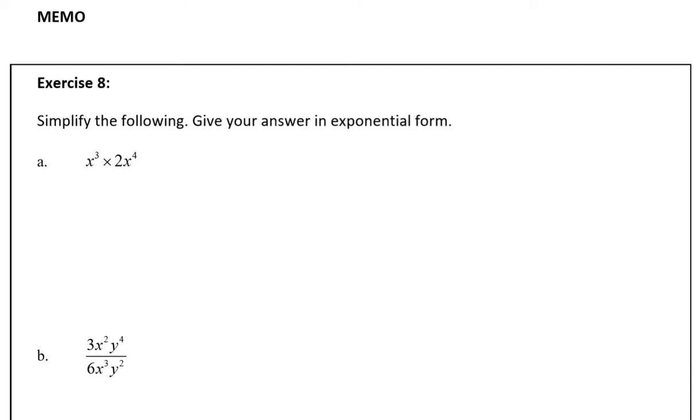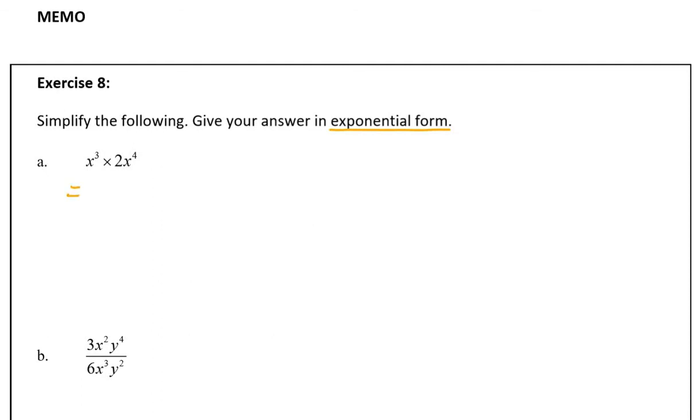Right, grades, let's have a look at exercise 8 in the memo and write some notes as we go. First of all, it says simplify the following, give your answer in exponential form. Now that just means that if you have numbers, you can leave them with exponents. So 2 cubed you could write as 8, but this says you can leave it as 2 cubed. Okay, let's look at the first one.